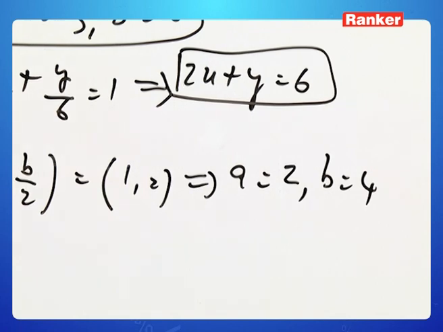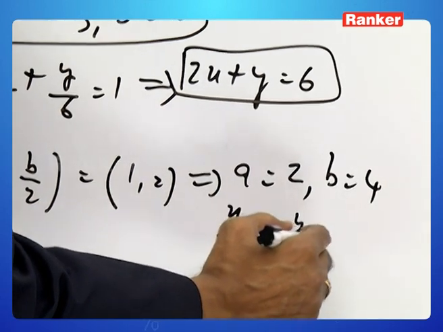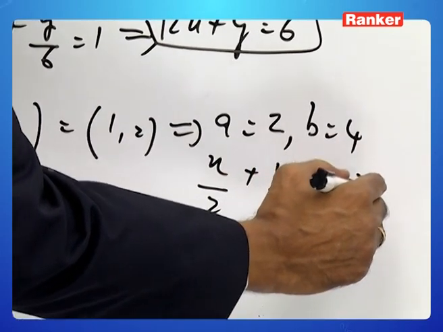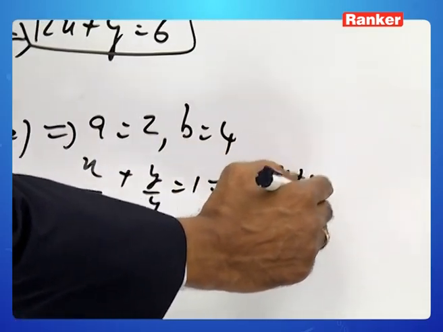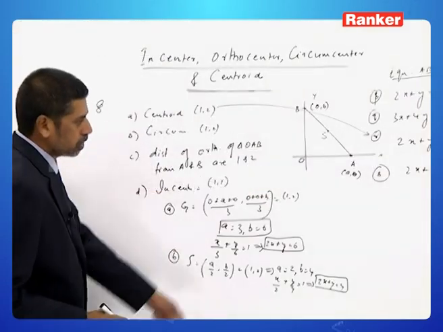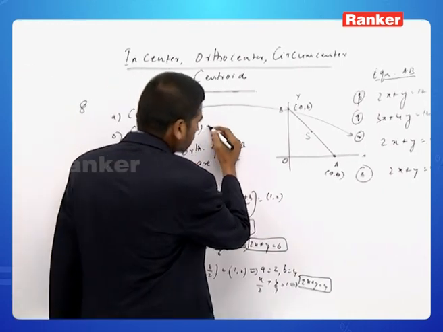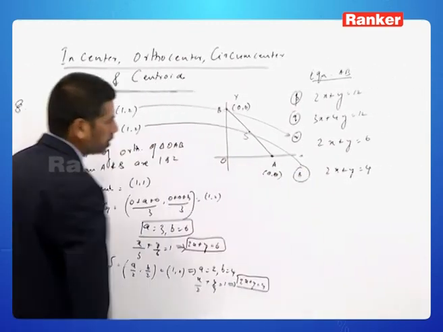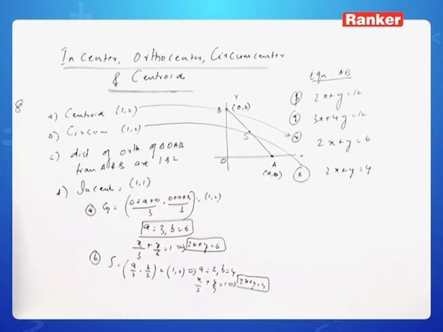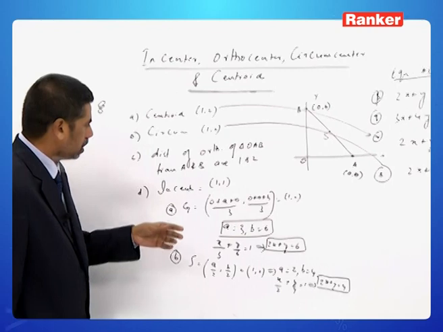Right? So again you set up the equation. So you'll get x by 2 plus y by 4 is equal to 1, giving you 2x plus y is equal to 4. Now 2x plus y is equal to 4 is option S. So if the circumcenter is 1 comma 2, then the straight line AB should have that equation. Right? Then let us go to the third option.